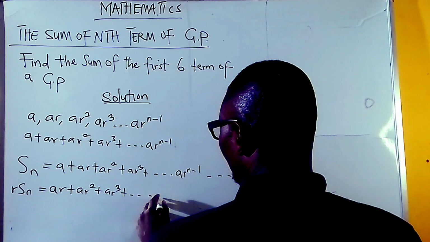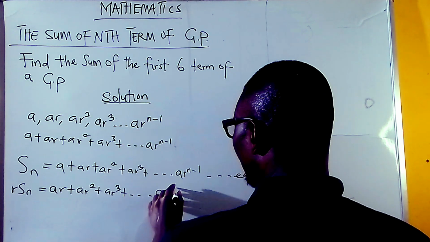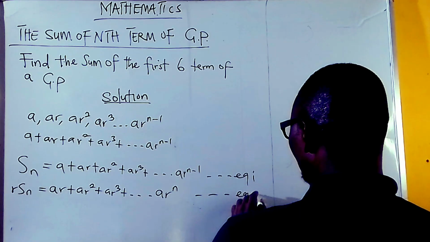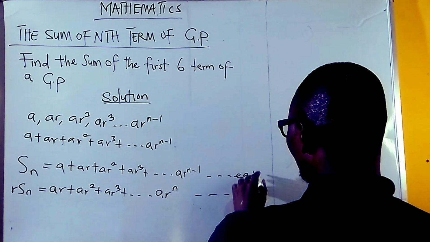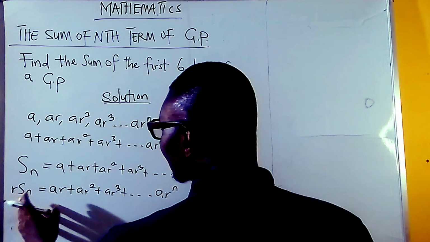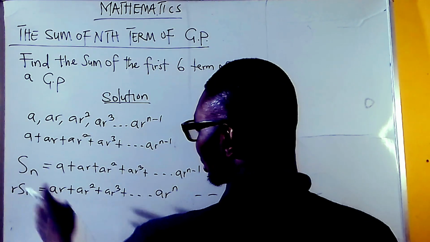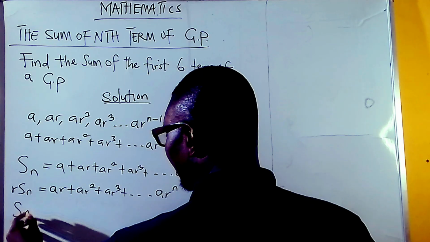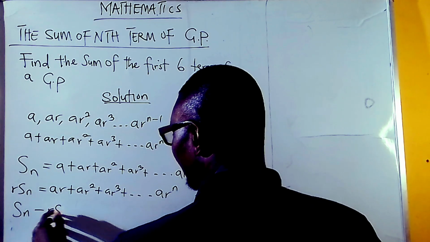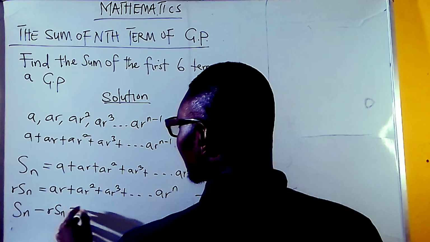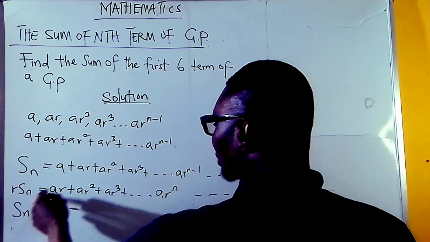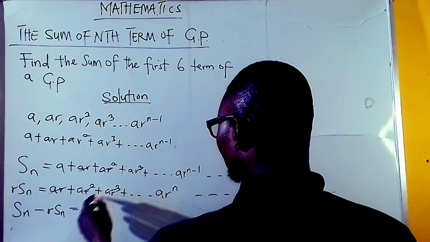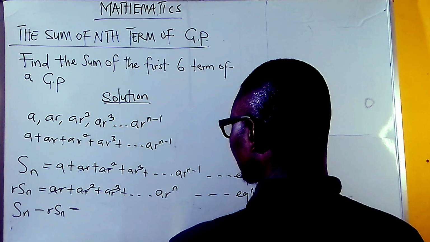plus ar to the power of n. That is, if you multiply, you are going to get this, which is equation 2. So you subtract equation 2 from equation 1. If you are subtracting equation 2 from equation 1, we now have Sn minus rSn equal to, now if you subtract this, this minus this will go, this minus this will go, this minus this will go. Are you getting it?